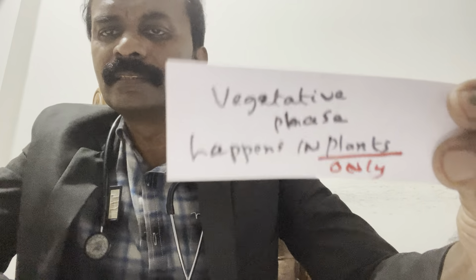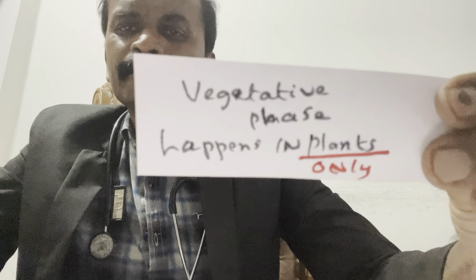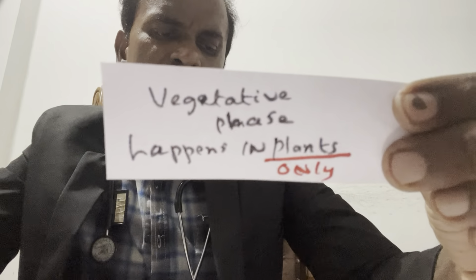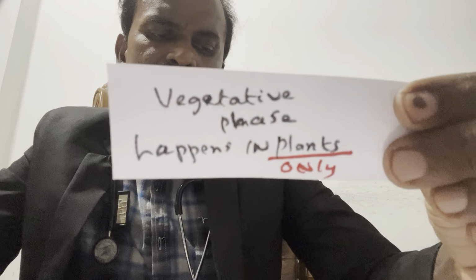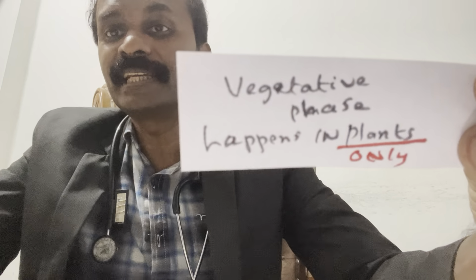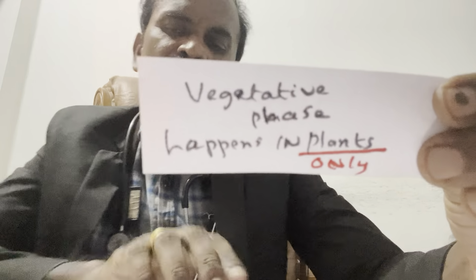Vegetative phase. The word phase is important. Vegetative phase occurs in plants only. True or false? Phase, PHASE. In plants only. It is a true statement.